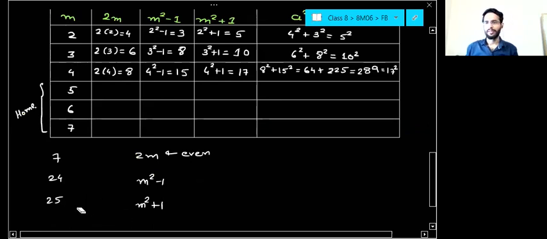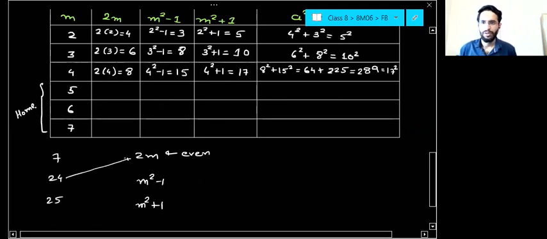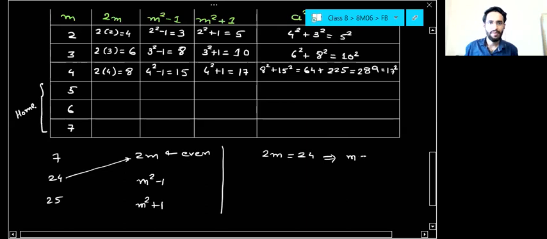Yes, sir. Now from 7, 24 and 25, which number is your even number? 24. Okay. So I should compare 2m with 24 here, yes or no, to get the value of m. Please give me some response. So what is the value of m here? M is equal to 12 or not? 24 by 2, 12.